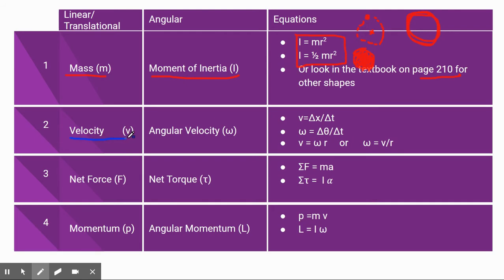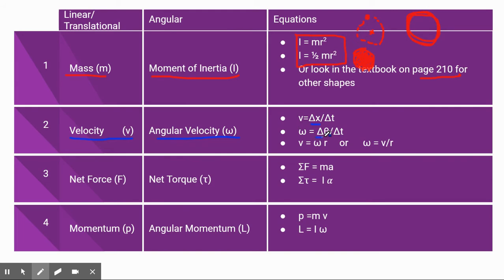For velocity, we talked about velocity in a straight line. That was just v. Angular velocity is omega. I think of it as like two v's that are swoopy, to remember that that's the symbol for angular velocity. So the equation for velocity was change in position over change in time. When we're thinking about what the angular equivalent would be, well, instead of talking about how far something went, we can talk about how much it rotated. So how far it rotated.